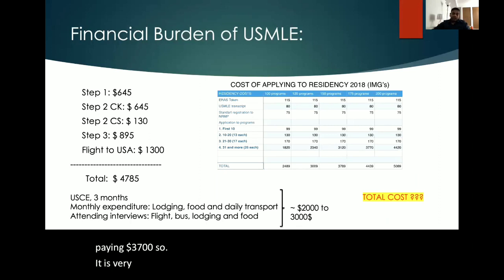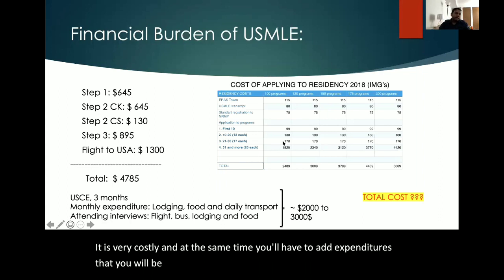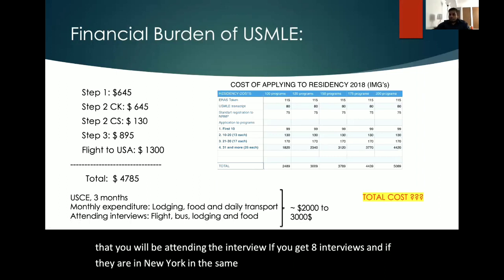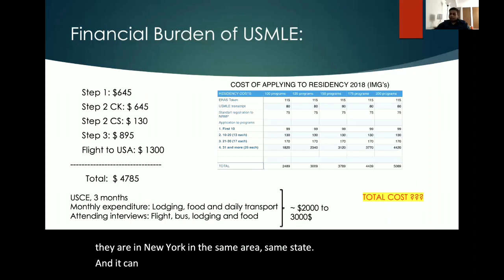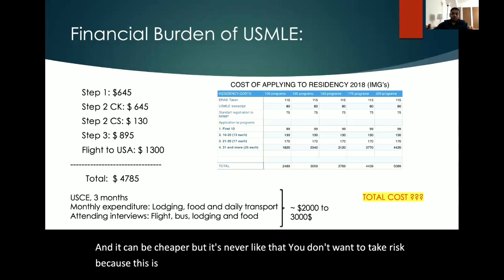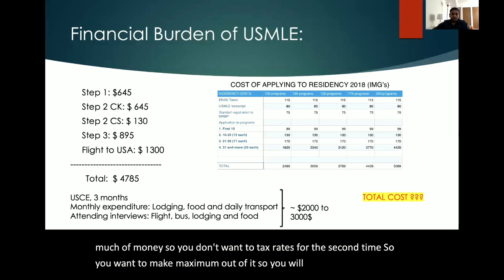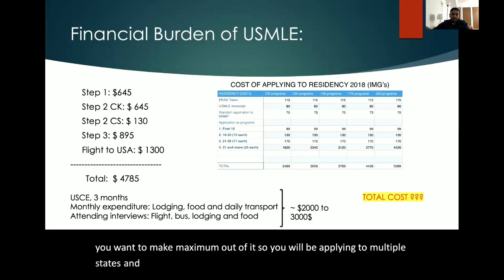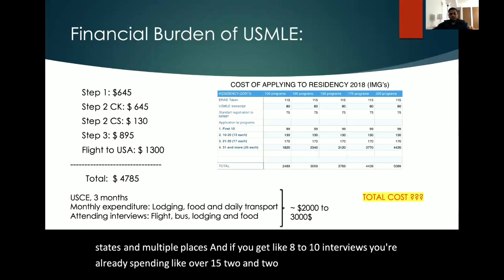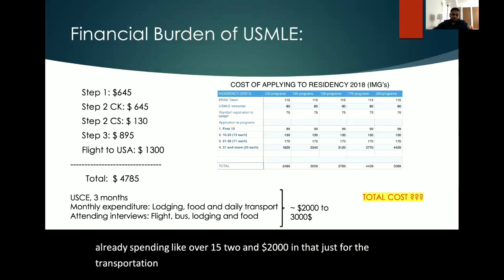And at the same time, you'll have to add the expenditures for attending the interviews. If you get 8 interviews, and if they are in New York, in the same area, same state, then it can be cheaper. But it's never like that. You don't want to take risks, because when you're applying one time, you're spending this much money, so you don't want to take risks for a second time. You want to make the maximum out of it. So you will be applying to multiple states and multiple places, and if you get 8 to 10 interviews, you're already spending over $1,500 to $2,000 just for the transportation for that period of time.